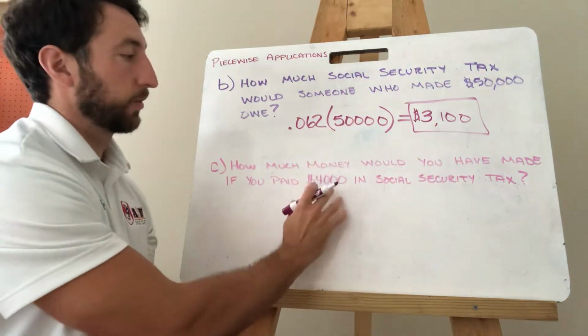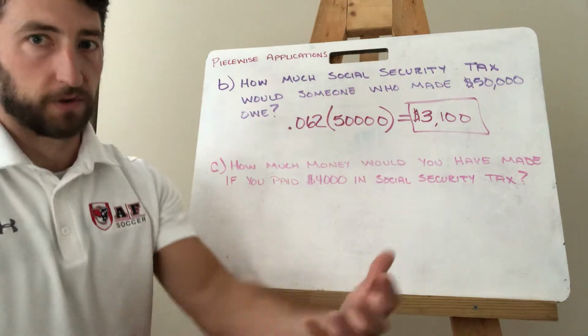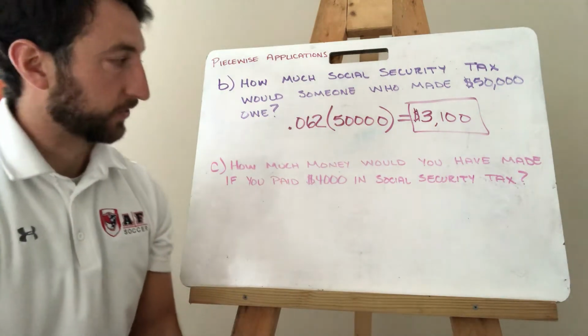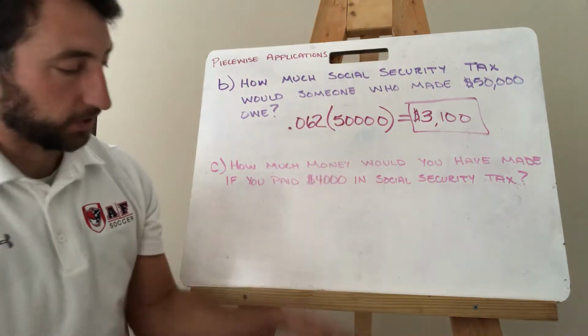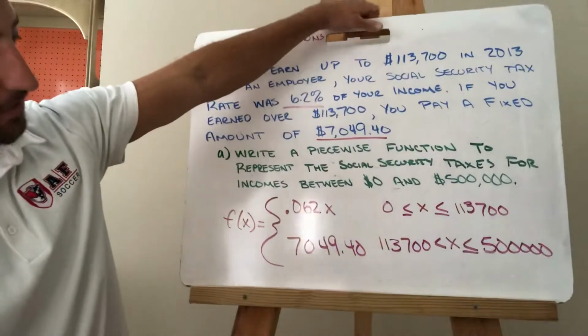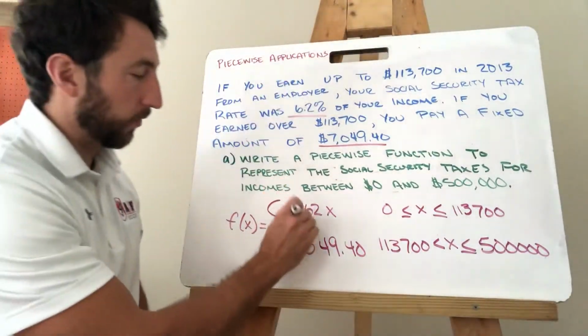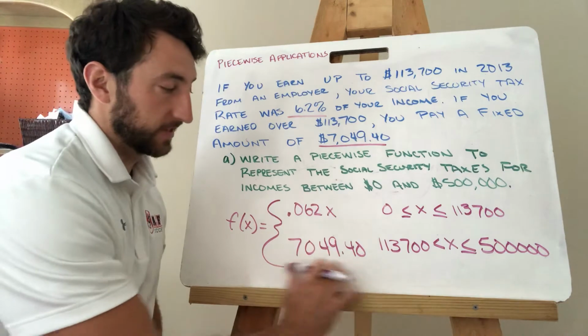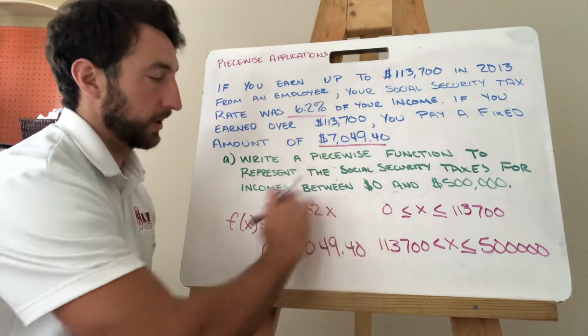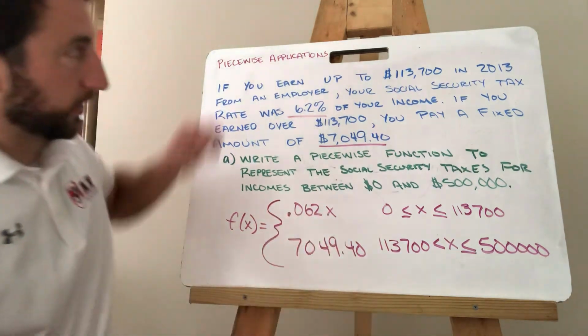If we put in, let's say, $4,000, then we want to figure out how much income we had. So with $4,000, what you're going to look at here is that as our y. Our y, $4,000, is less than the $7,000, so we know it's going to be somewhere in here.